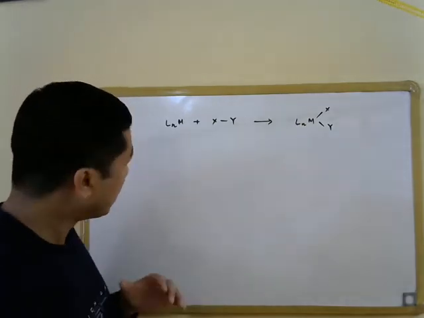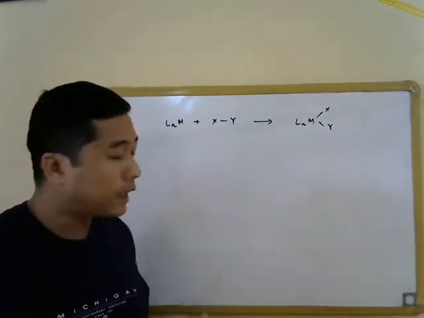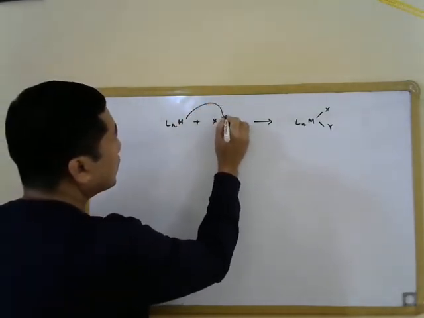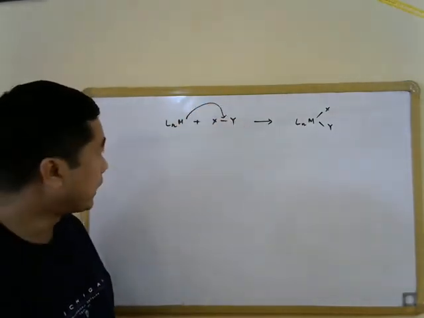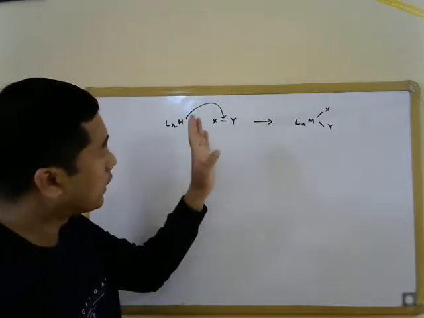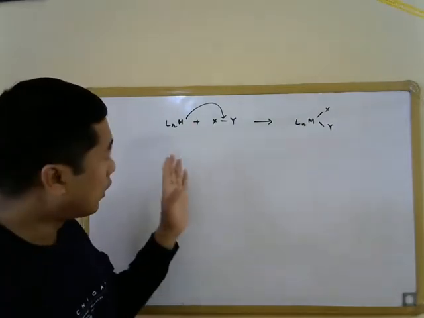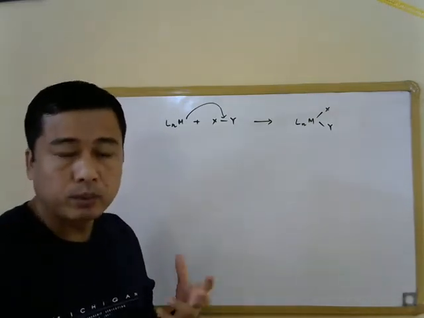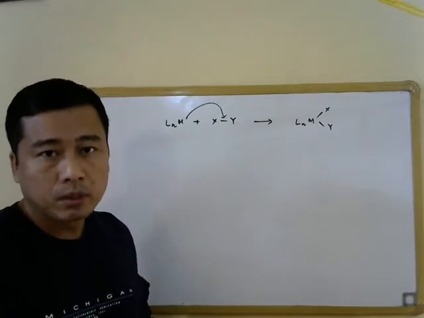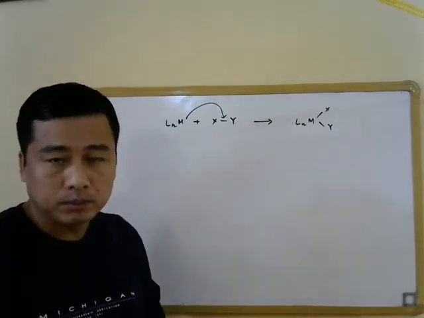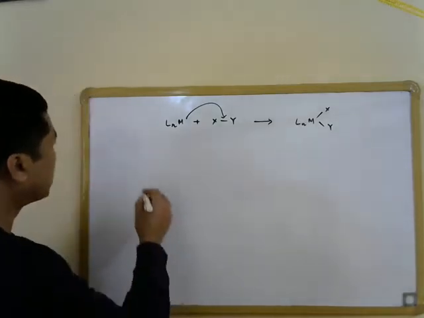So we can visualize this reaction as an insertion of this metal onto this bond between X and Y. The only thing here is that along with the insertion, the oxidation number of the metal also changes. When the oxidation number of the metal does not change in such a reaction, we term such a reaction an insertion reaction.